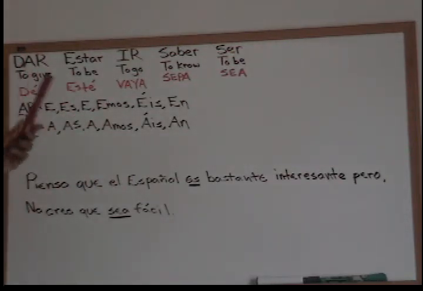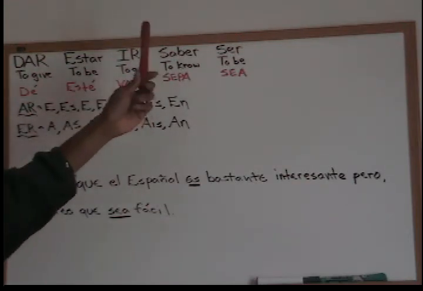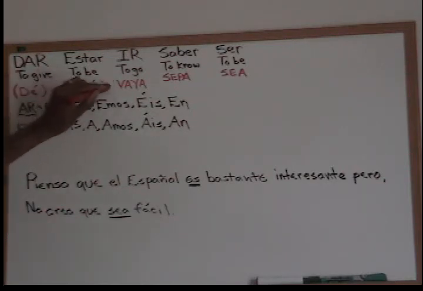So you have dar, to give; estar, to be; ir, to go; saber, to know; and ser, to be. These here are irregulars, and this is how they look when they're written irregularly.